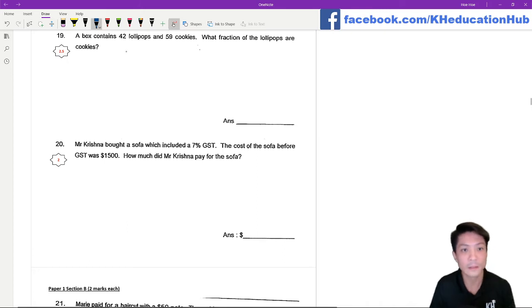Question 19. A box contains 42 lollipops and 59 cookies. What fraction of the lollipops are cookies? Okay, what fraction of the lollipops? Usually when they say of the lollipops, which means that the lollipops should go to the denominator. So it's 59 over 42.